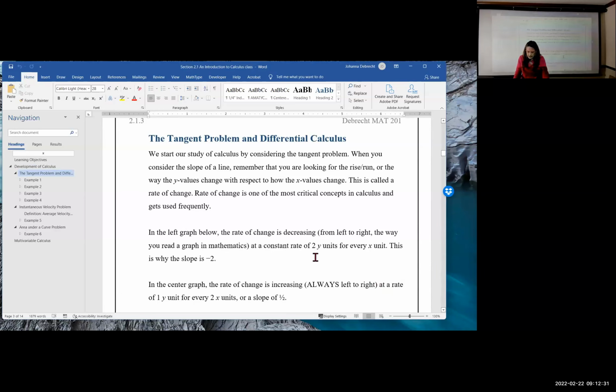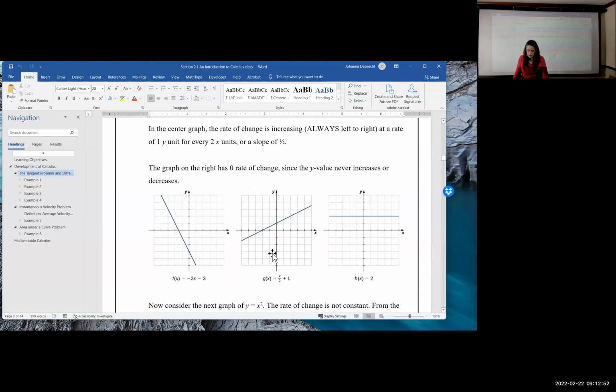When we're looking at the tangent problem, we know what the slope of a line is: the slope of a line is rise over run. But the question is, how do we define the tangent to a curve? How do we talk about the rate of change of a curve as it is going along? So when we're looking at graphs right here, we have graphs with rate of change, okay? We're talking about the rate of change of something, how much y changes with respect to how x is changing.